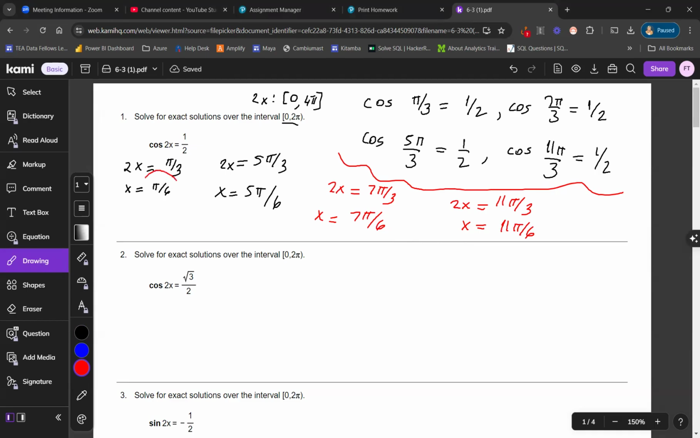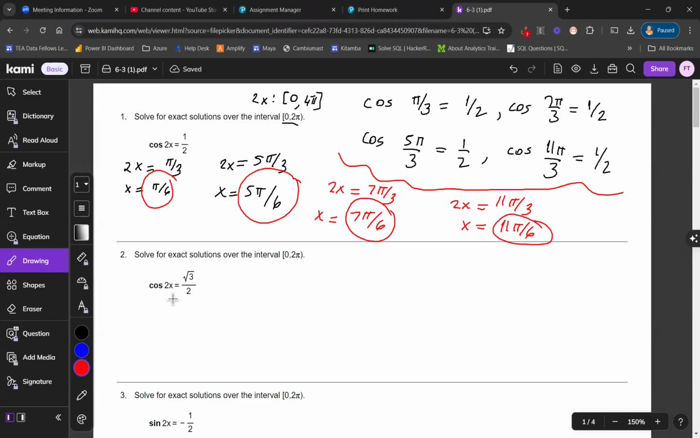And there will be 4 solutions. This will be one solution, pi over 6. Then 5 pi over 6 will be the second solution. The third solution is 7 pi over 6. And 11 pi over 6 will be the fourth solution for number 1.